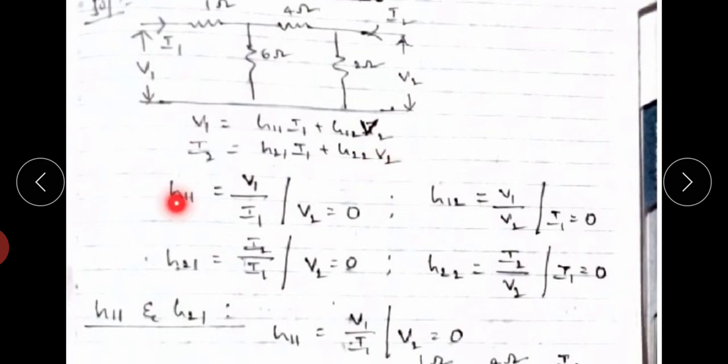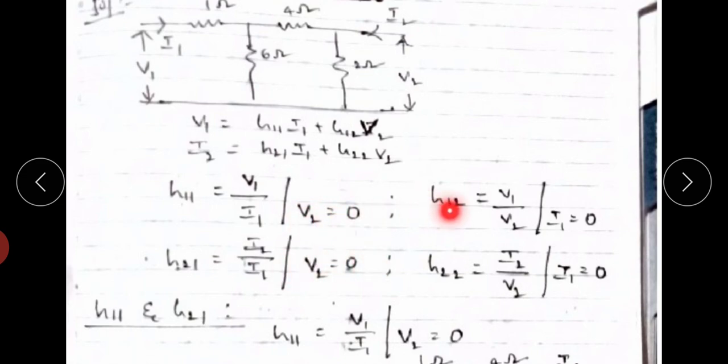So h11 equals v1 by i1 at v2 equals 0, h21 equals i2 by i1 at v2 equals 0, h12 equals v1 by v2 at i1 equals 0, h22 equals i2 by v2 at i1 equals 0. So to find h11 and h21 we have to set v2 equals 0. So it means the second port should be short circuited.